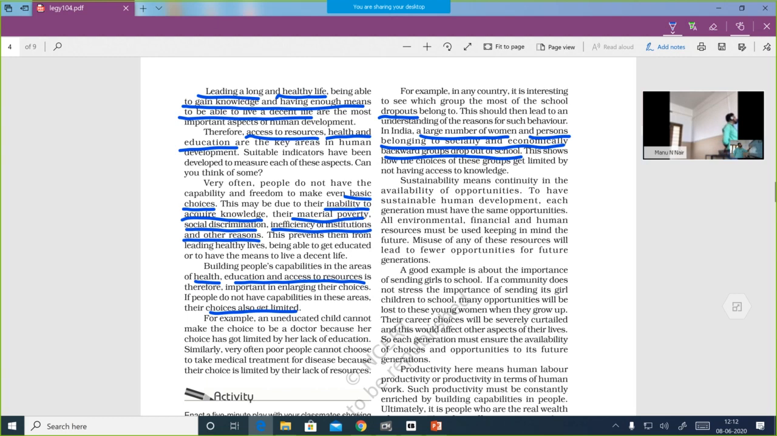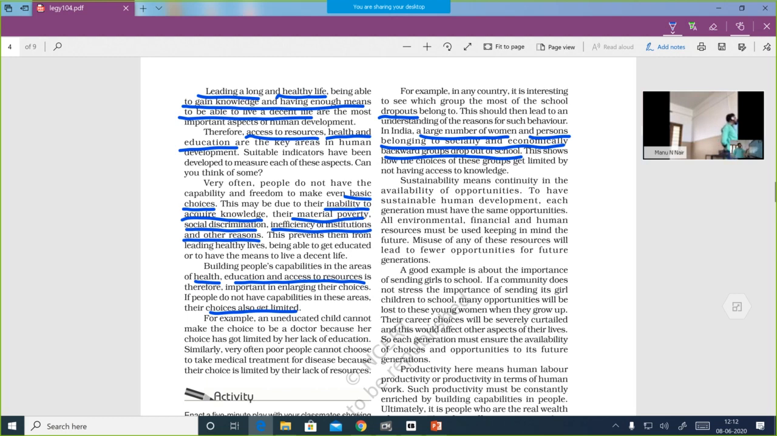Then persons belonging to socially and economically backward groups. What does that mean? The people who are economically backward, they are socially backward because of their house condition, because of poverty. What they do is they stop education and start to do some other work which can provide them good income, good money, so that they can take care of their family. So that can be another reason for dropouts.